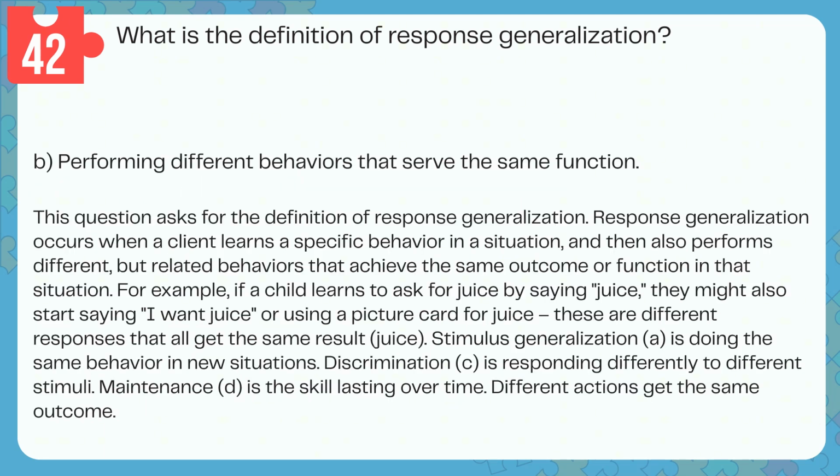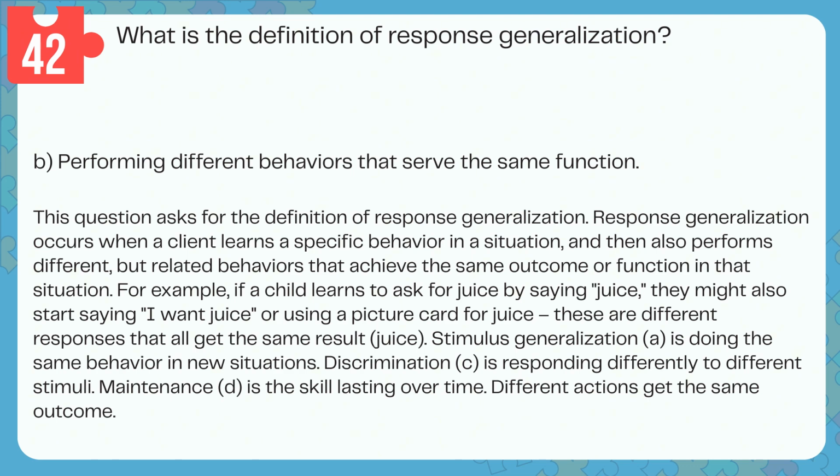Answer B. Performing different behaviors that serve the same function. This question asks for the definition of response generalization. Response generalization occurs when a client learns a specific behavior in a situation, and then also performs different, but related behaviors that achieve the same outcome or function in that situation. For example, if a child learns to ask for juice by saying juice, they might also start saying, "I want juice," or using a picture card for juice. These are different responses that all get the same result, juice.